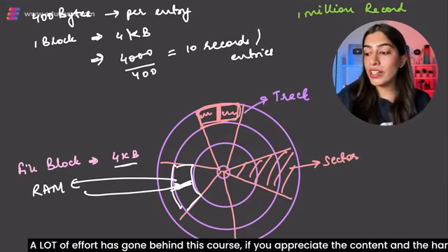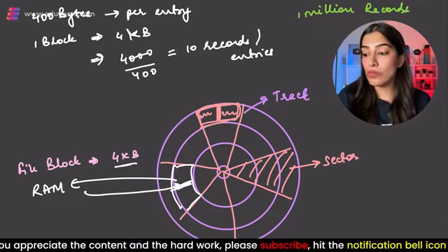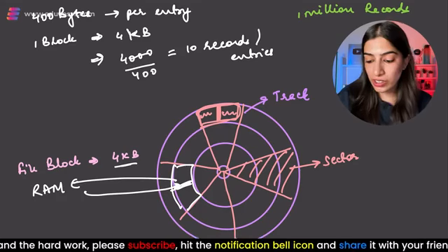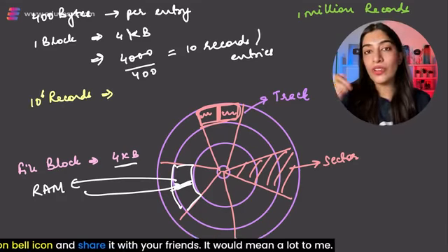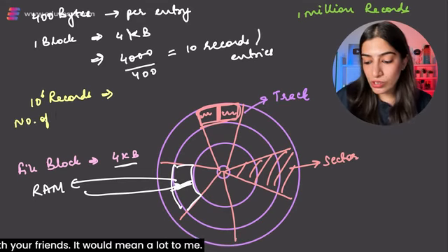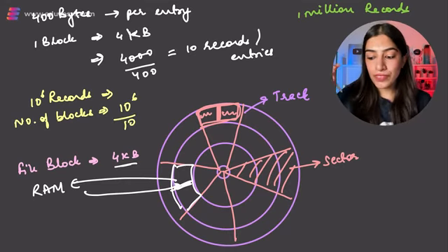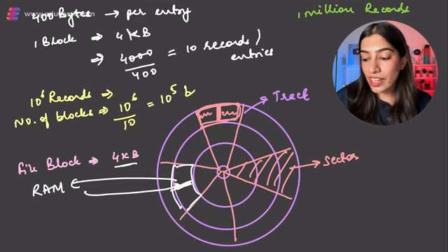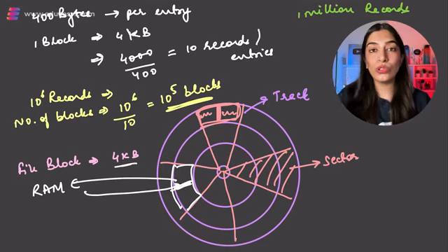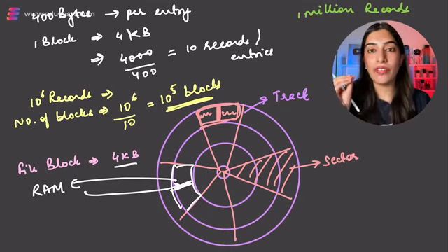Now, in order to read 1 million records, let's see how much time it would take. 1 million records is 10 power 6 records. How many blocks would we have to read? The number of blocks would be 10 power 6 divided by 10, because every block stores 10 records, which is 10 power 5. So we have to read 10 power 5 blocks to go through 1 million records.